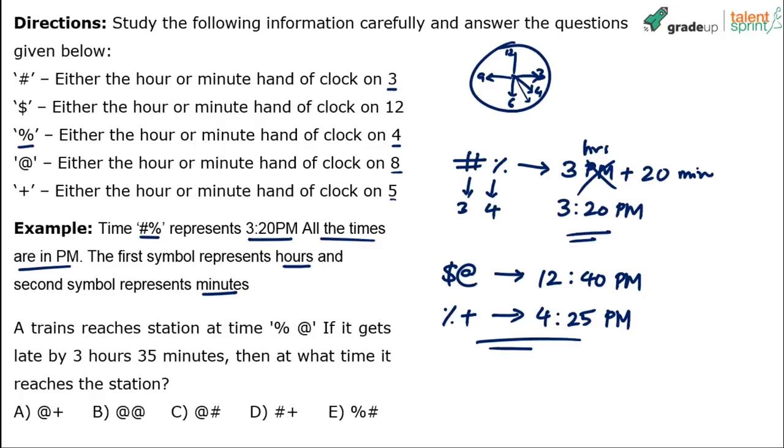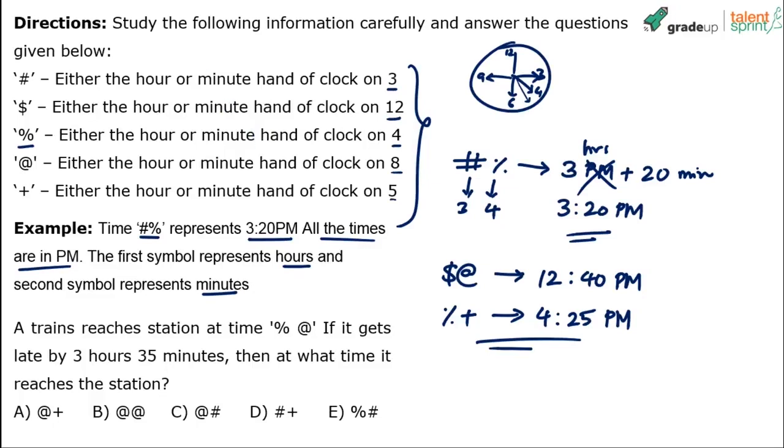Somebody has asked a question, then what do we use for 6 o'clock? See, the questions all will be based on only these numbers. Since 6 is not given here, we cannot represent 6 o'clock in this particular illustration, right? We do not know what the symbol is. I mean, we should be given the symbol for 6.